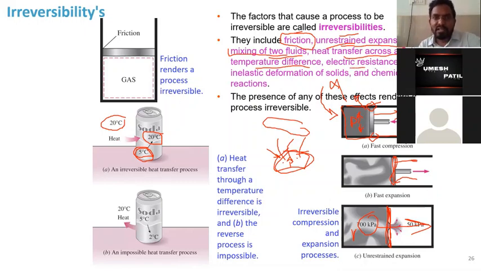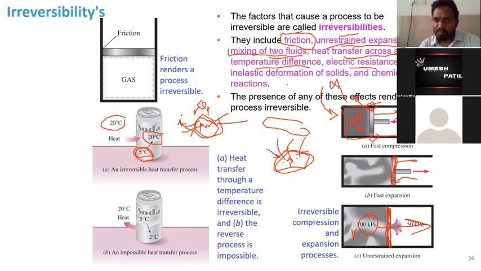Next reason is electric resistance. Whenever there is a current carrying conductor, if you pass current through it, it will get heated and some amount of current will get converted into heat. That heat will be released to the atmosphere. You cannot get back that heat using this conductor and convert that into electric current. You can convert heat into electricity, there are certain devices, but with the same device, you cannot convert heat into current again. So that is another reason for the irreversibility.